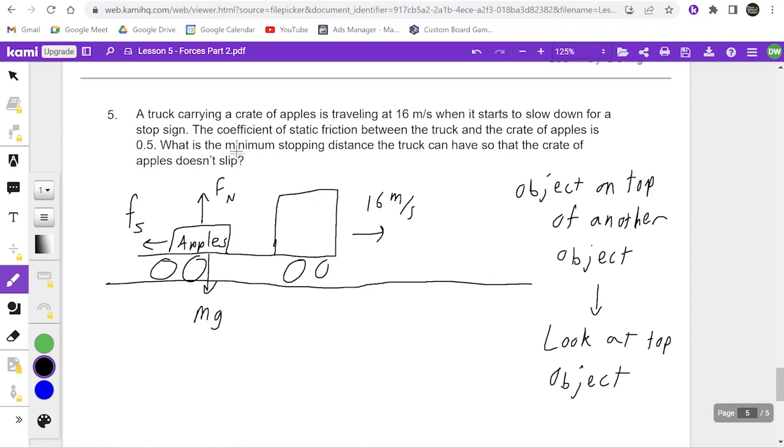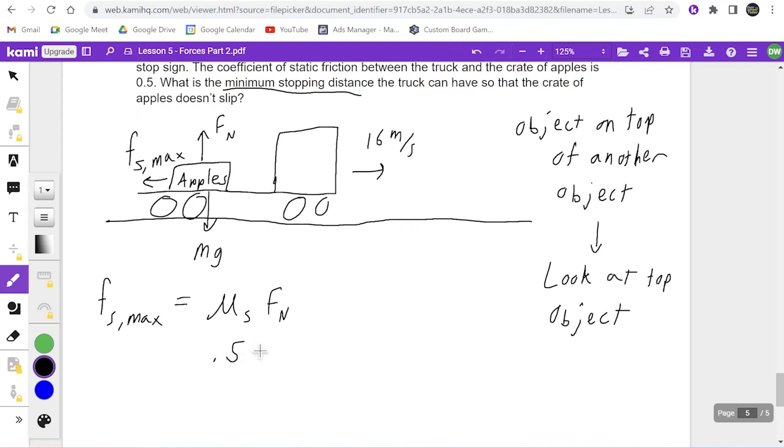But since it's asking for the minimum stopping distance, that means we need the max static friction force. And why does that matter? Because Fs max, static friction force, is the only time you get to use the equal sign. And that's equal to mu s times the normal force. It's given that the coefficient of static friction is 0.5, so that's 0.5 right there.